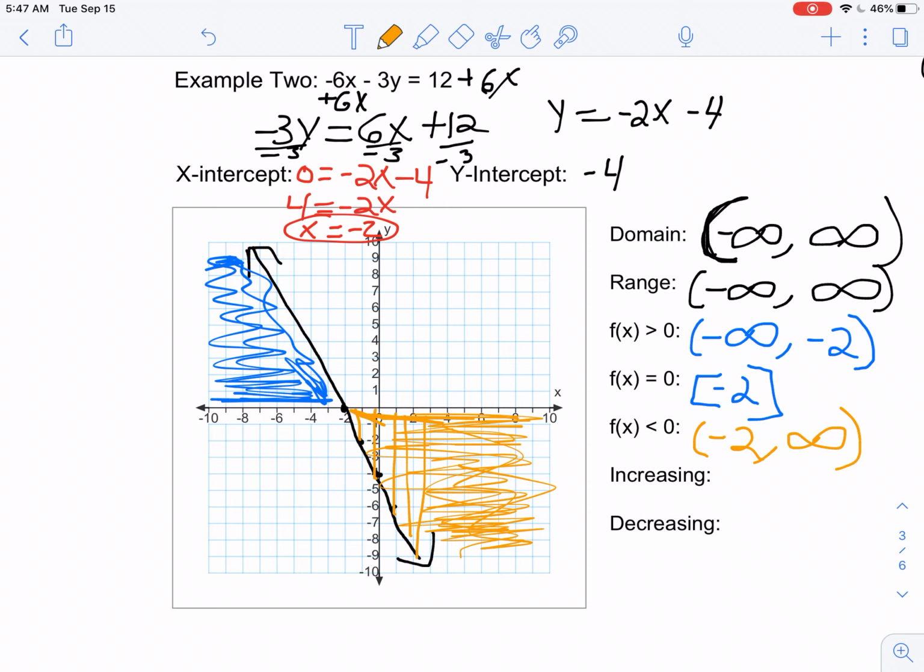And we know that these are both going to be in parentheses because at x equal to negative 2, our y is at 0. Our y is not less than 0 yet. And then finally, we know based on looking at our line, it's decreasing. So it's never going to be increasing. It will always be decreasing, and we write that as from negative infinity to infinity.